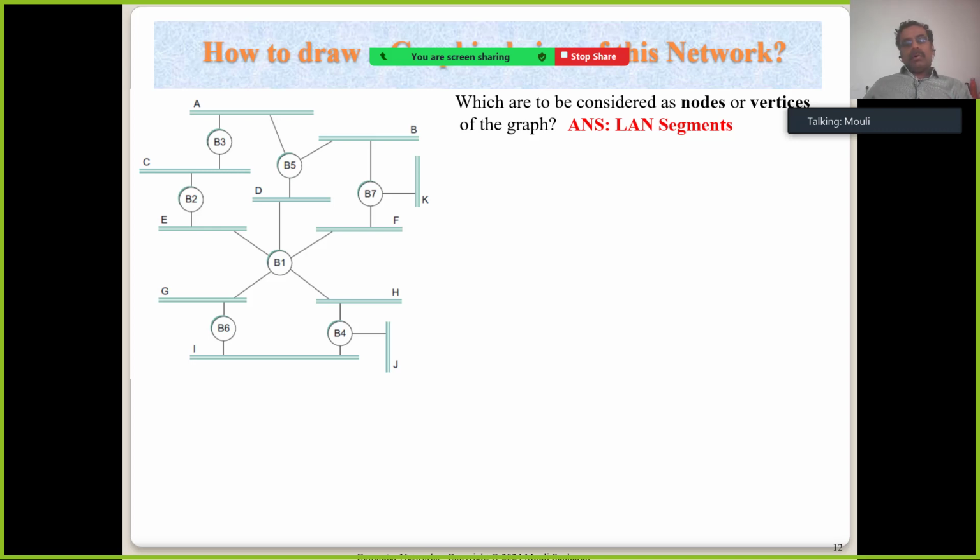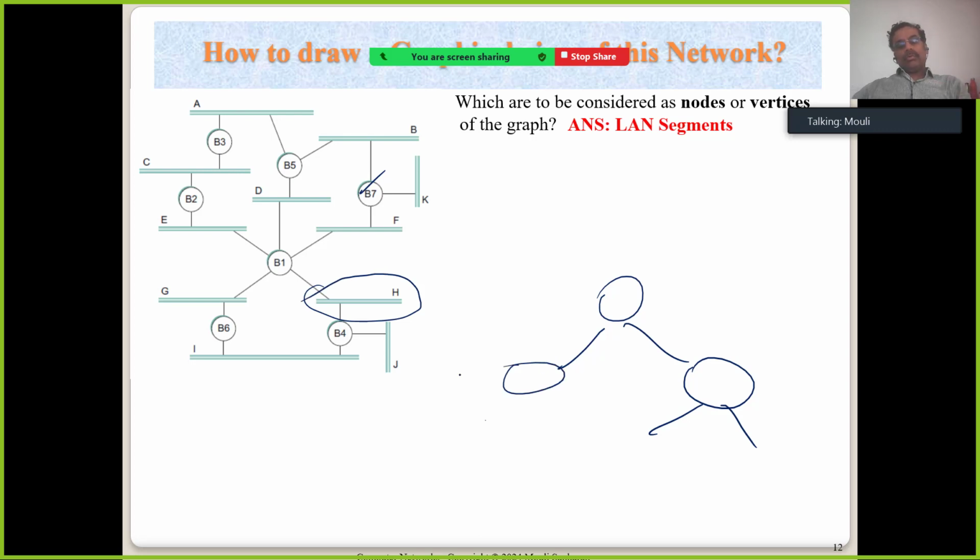Now my question is: are we going to consider only the bridges as the nodes of the tree, or are we going to consider the LAN segments also part of the nodes? That is the question to be answered. Which is considered to be a node here? If only bridges, then I will have 7 nodes in this. Do I have to consider the LAN segments also?